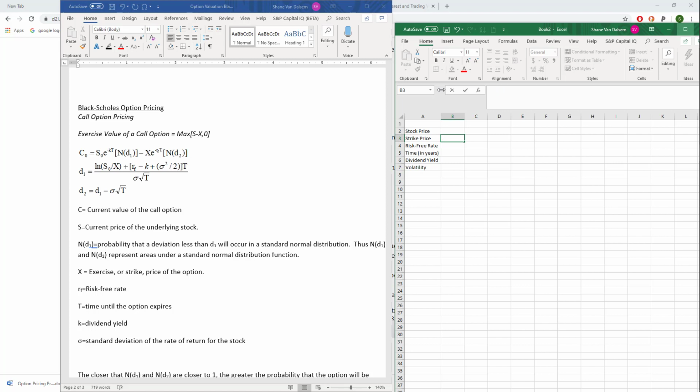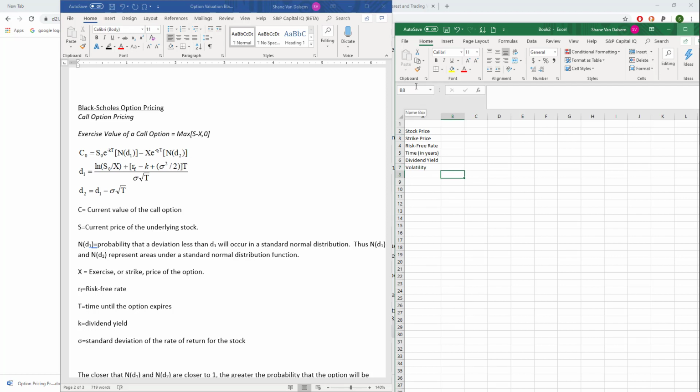Oops, not where I want to put it. And you don't have to use the same names as I do. Just know what they are. Strike price, risk free. You can notice I'm not putting any spaces in these. Time, div yield, and then finally volatility. Okay.